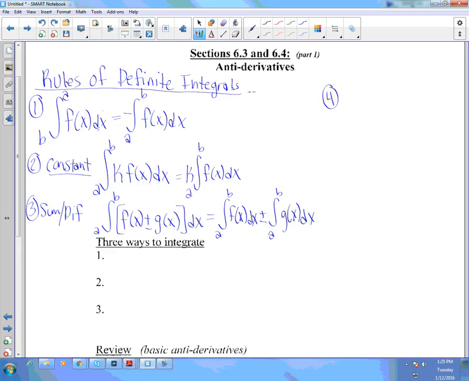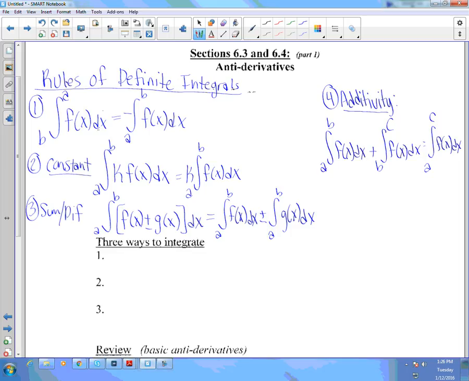And the last main one is additivity. If we have the integral of f of x dx from A to B, plus we're integrating the same function f of x again from B to C. So the first integral stops on B, and the second integral starts on B. This is the same thing as integrating from A all the way over to C. Okay, so those are pretty much the basic ones you need to remember.